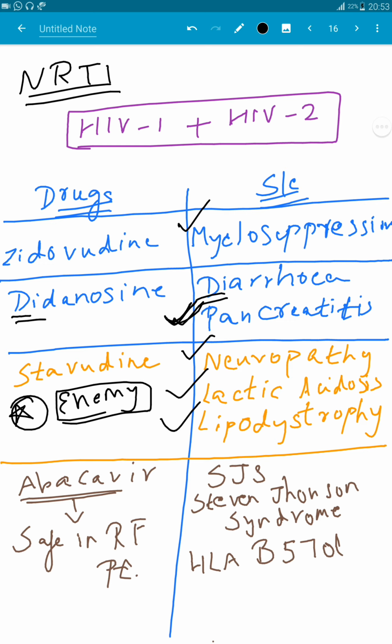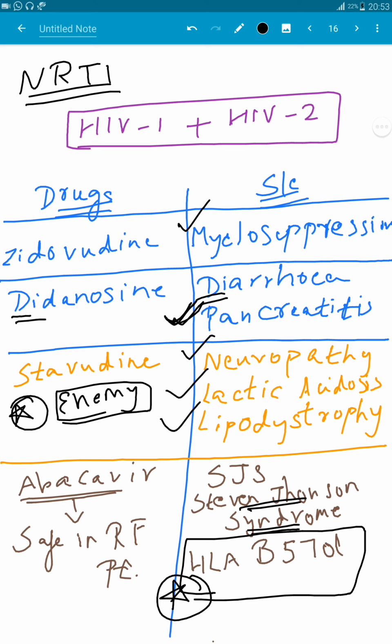Next, abacavir. Abacavir will be asked as an important MCQ because it causes a hypersensitivity reaction, and the gene affected is HLA-B5701. It is an important MCQ. Like carbamazepine, which I will be discussing in CNS drugs, it will also cause Stevens-Johnson syndrome, but the HLA will be different. So it is an important HLA gene you have to keep in mind. And abacavir can be used in renal failure patients also. So these are the important MCQs.